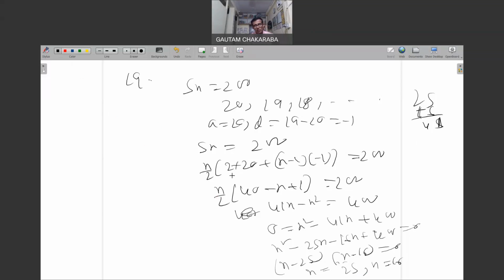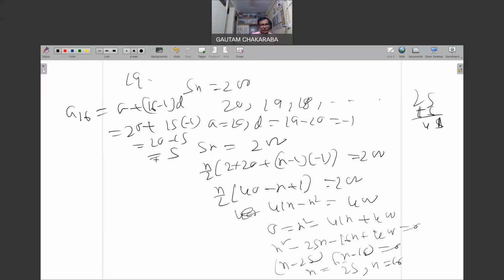But both are not possible, so the number of rows is different in the two cases. To find which answer is correct, apply the nth term: a16 is equal to a plus 16 minus 1 into d. a is equal to 20 and 15 into d is minus 15, so 20 minus 15, that is 5. So when 16 rows are arranged, the last row has 5 logs. That means the top row has 5 logs, and the number of rows is 16.